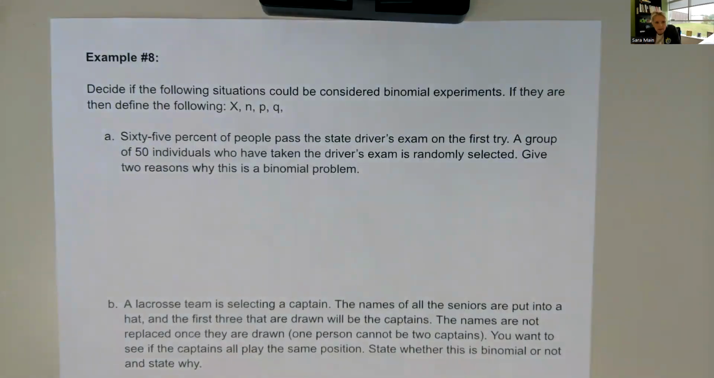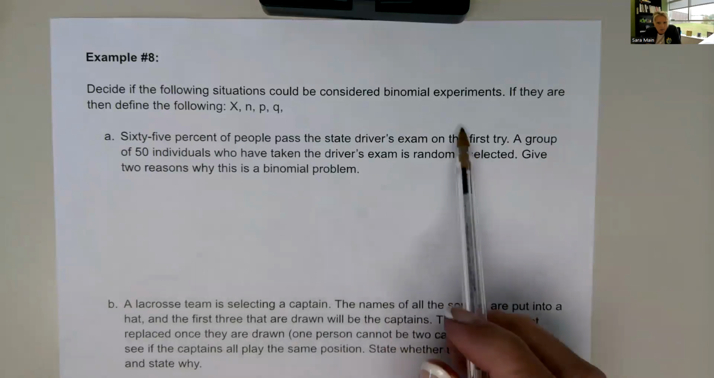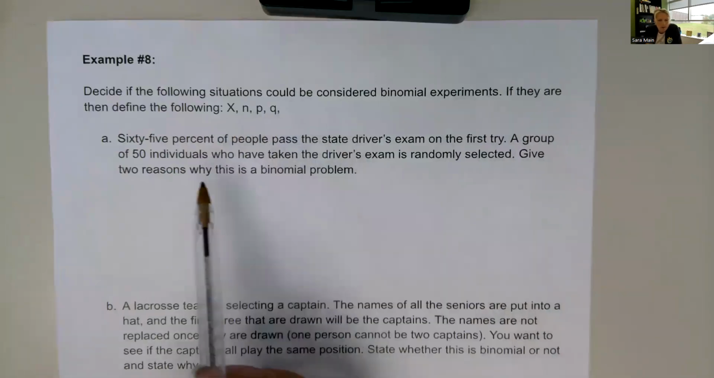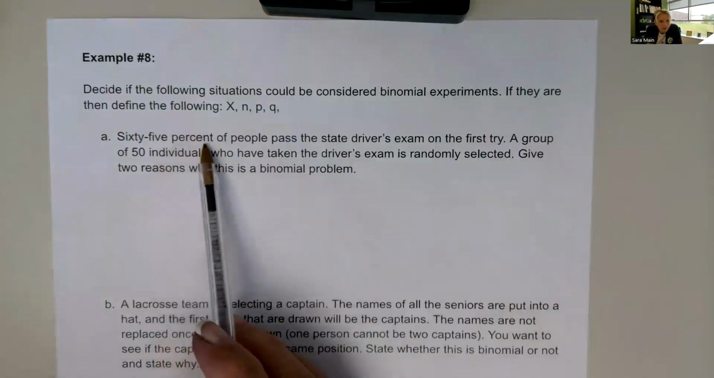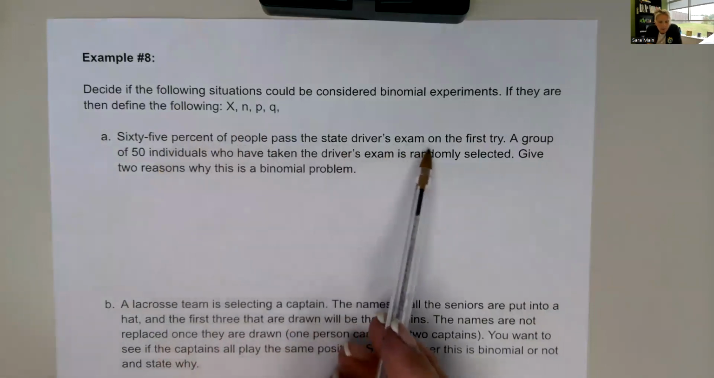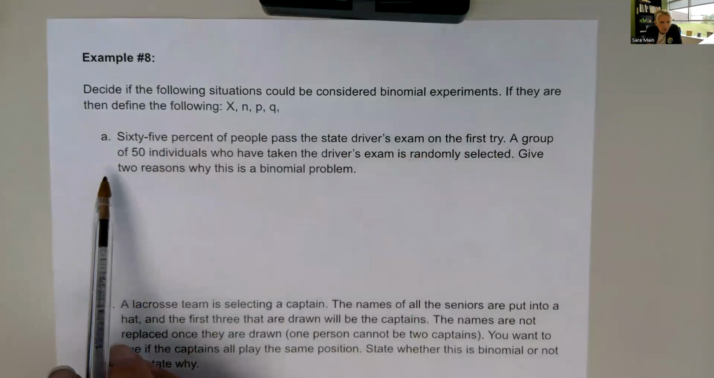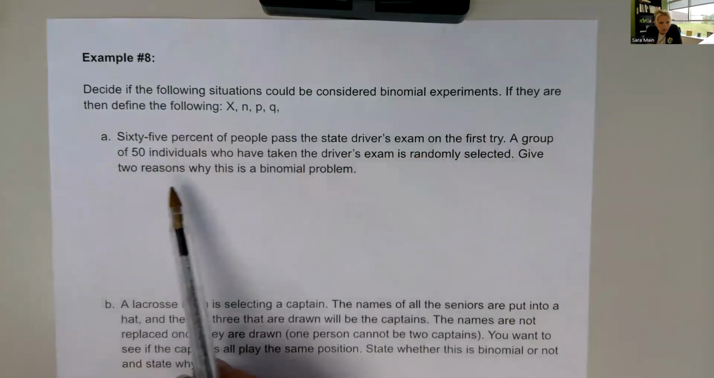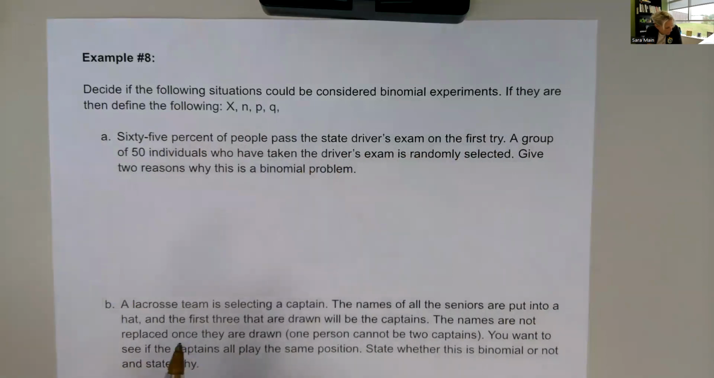Example 8 says, decide if the following situations could be considered binomial experiments. If they are, then define X, N, P, and Q. So A says 65% of people pass the state driver's exam on the first try. A group of 50 individuals who have taken the driver's exam is randomly selected. Give 2 reasons why this is a binomial problem.